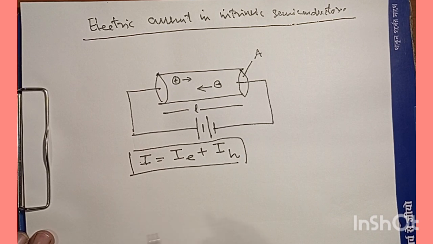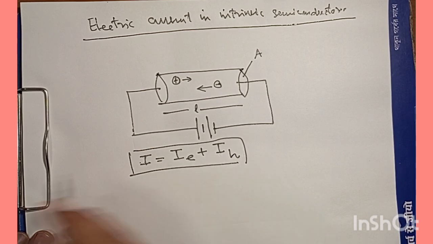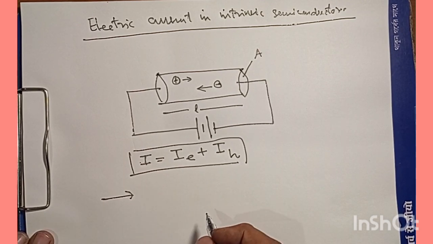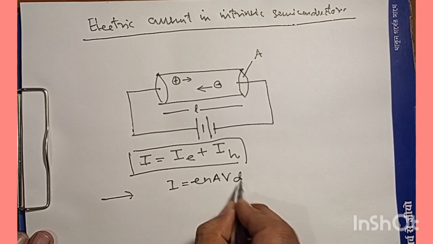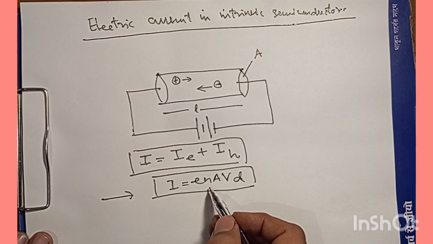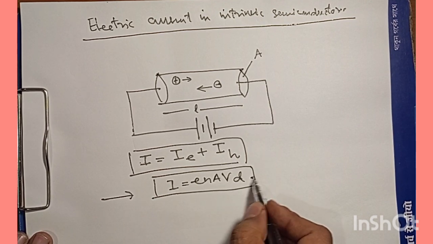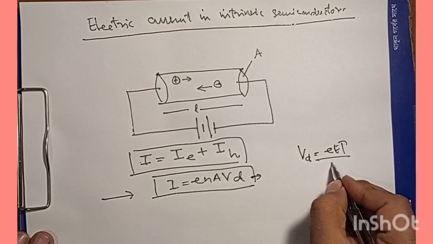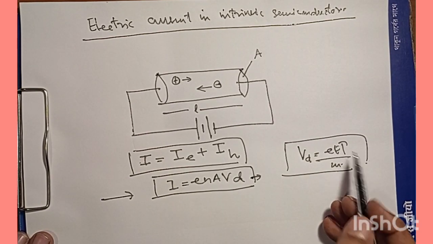Now, the point is that Ie is the current due to the electrons, and Ih is the current due to the holes. Now, if we rightly remember the relation between current and drift velocity, we have I equal to e N A Vd. Here, e is the charge of the electron, N is the number density of electrons, A is the area of cross section, and Vd is the drift velocity. And we better know that this drift velocity is eEτ by m, where this tau is the relaxation time. Now that's not the point here.